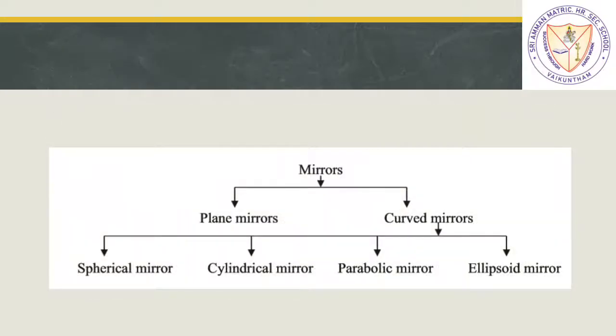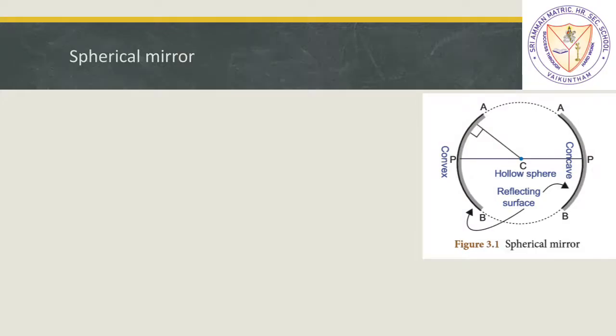So mirrors are classified mainly into two groups. One is plane mirrors and the second one is curved mirrors. These curved mirrors are furthermore classified into four groups. First one is spherical mirrors, then the cylindrical mirrors, then the parabolic mirror and the ellipsoid mirror. So in this lesson we will be studying about spherical mirrors and parabolic mirrors. So first we'll be starting with the spherical mirrors.